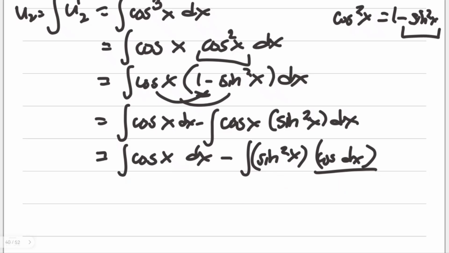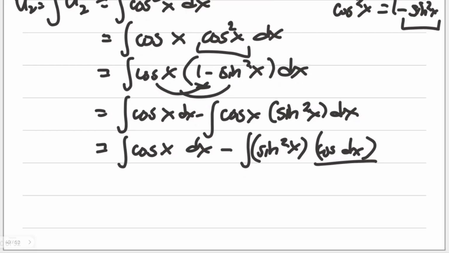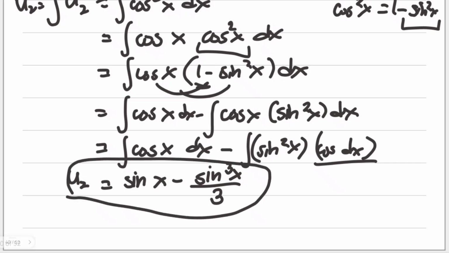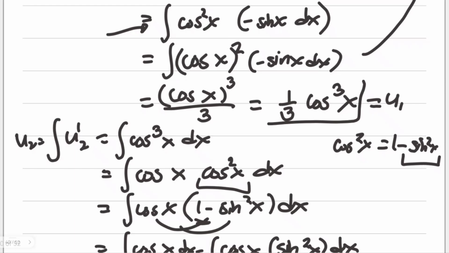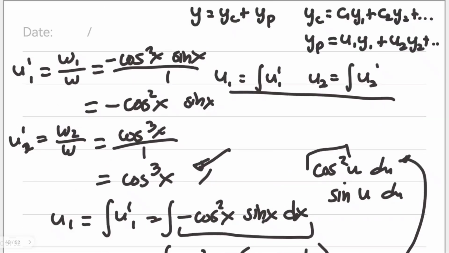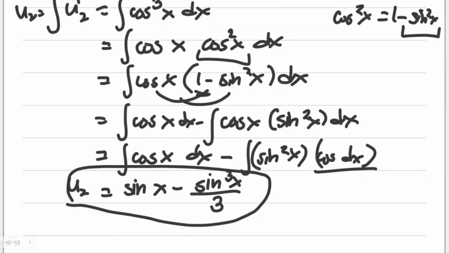So what we have here finally, I don't have much space. The integral of cosine x is just simply sine x. Sine x. And you will have here minus the cube of sine x over 3. This is our u sub 2. Okay? So this is our u sub 2. This is our u sub 1. This should be integrated with our y sub 1 and y sub 2. So let me also add another page here.